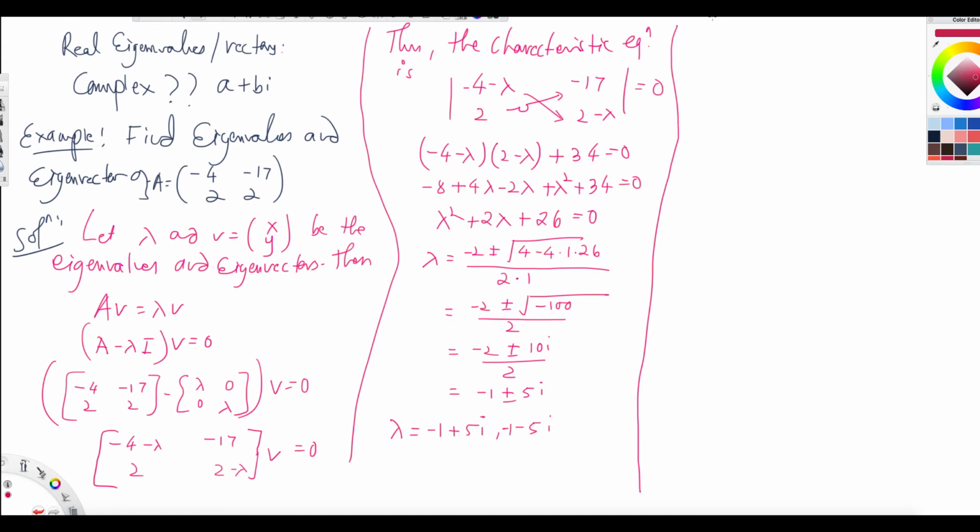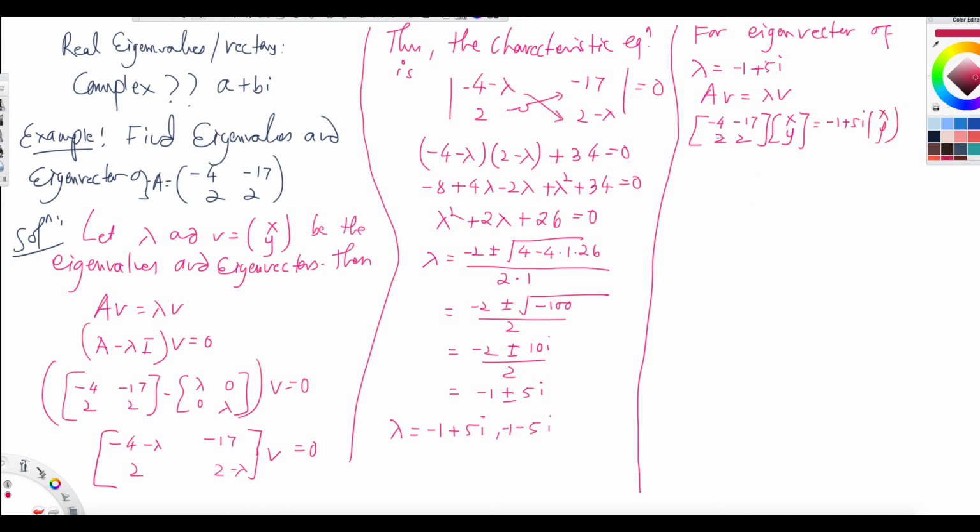So for each of the eigenvalues we'll find the eigenvector. Okay guys, take the eigenvalue lambda equals -1 plus or minus 5i. If you do that, what do you get? Av equals lambda v, right? A is [-4, -17; 2, 2], v is (x, y), right? Equals lambda, which is -1 plus 5i, times (x, y).